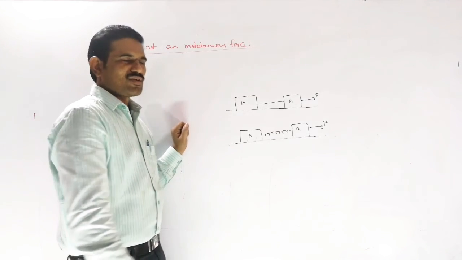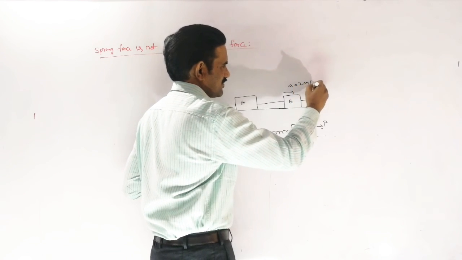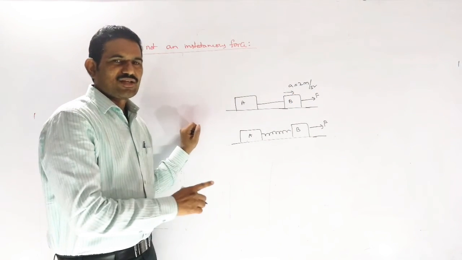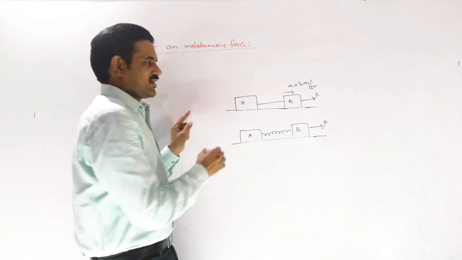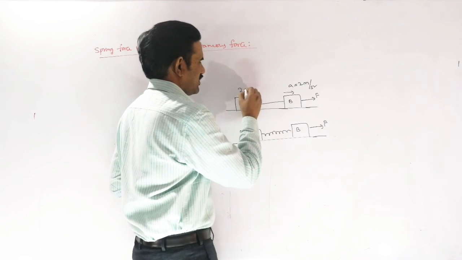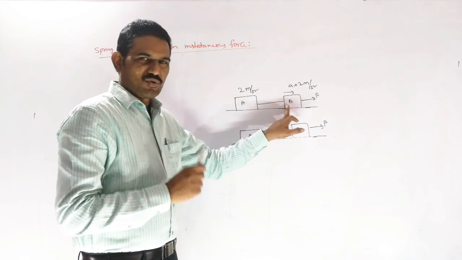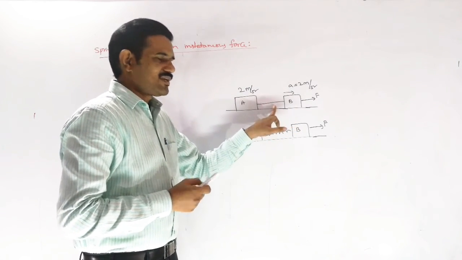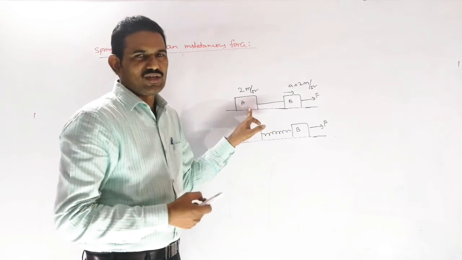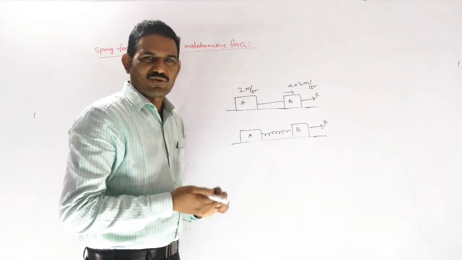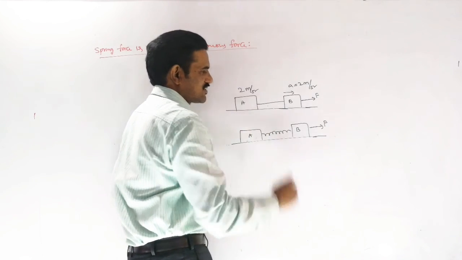Suppose the acceleration of this block is 2 meter per second square, I am assuming here. Then the acceleration of B in this first case is definitely 2 meter per second square only. Once we pull this block, tension in the string arises, and this block also starts moving with the same acceleration as this block. So once you apply the force, tension in the string arises.